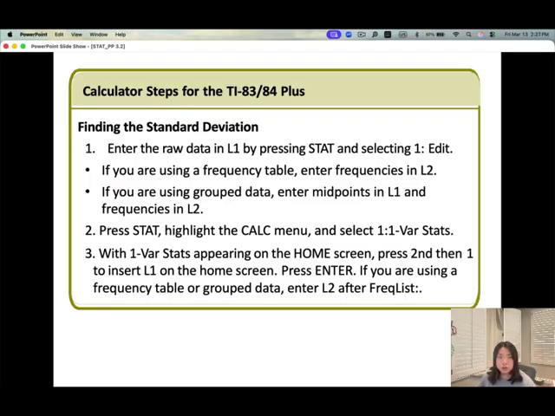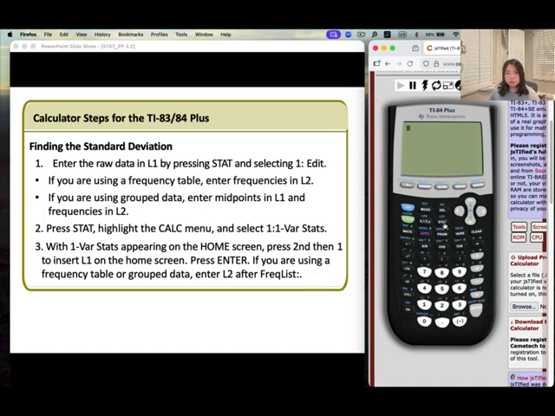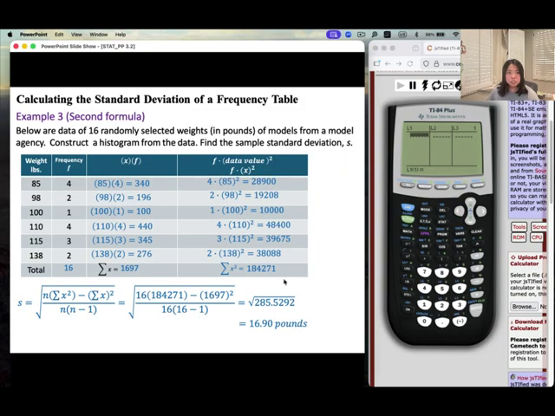So this is the instruction on how to use your TI-84 calculator to find the standard deviation of a frequency table. Let's try to do it together. Go to STAT, go to number 1, Edit. Okay, we just need the data here. We're going to input the data in L1, and the frequency will be in your L2.